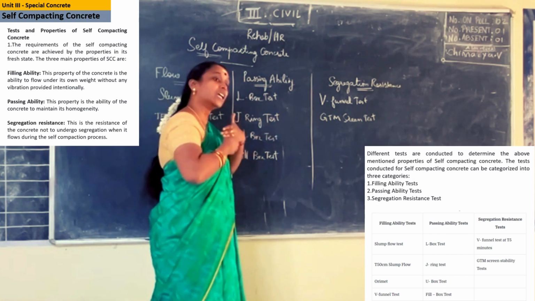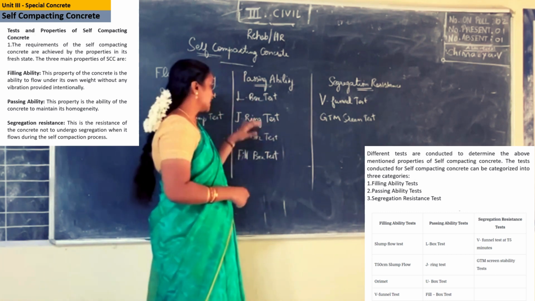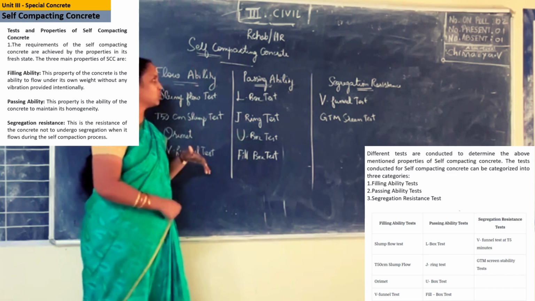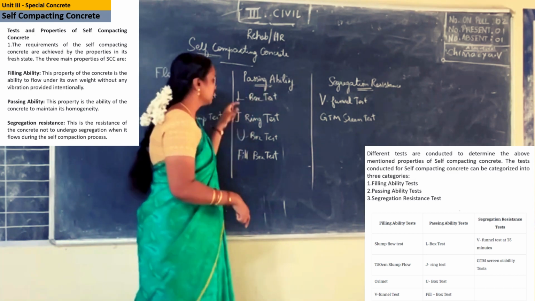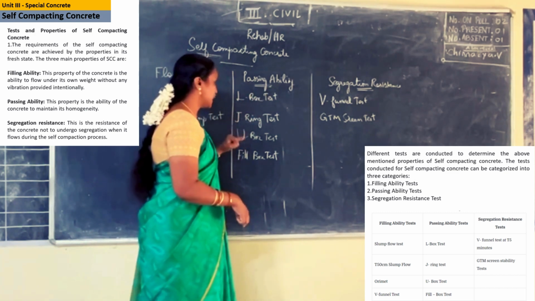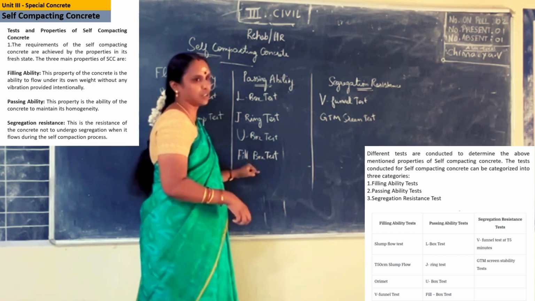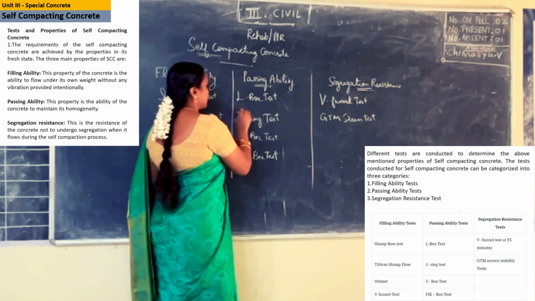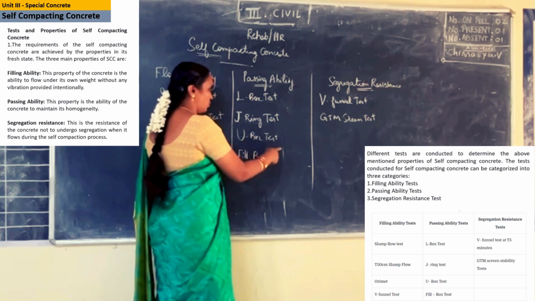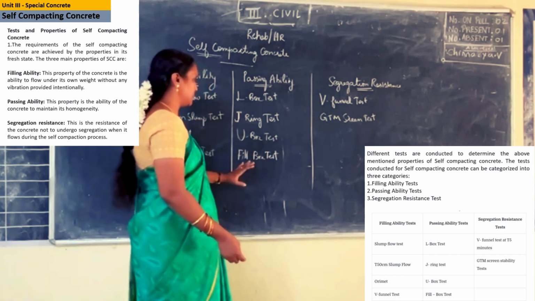It will easily go through the place, right? So the tests performed to understand the passing ability are the L-box test, J-ring test, and U-box test.